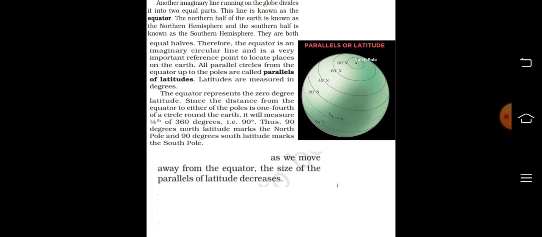Therefore, the equator is an imaginary circular line and is a very important reference point to locate places on the earth. The parallel circles from the equator up to the poles are called parallels of latitudes. Latitudes are measured in degrees. The equator represents the 0 degree latitude.